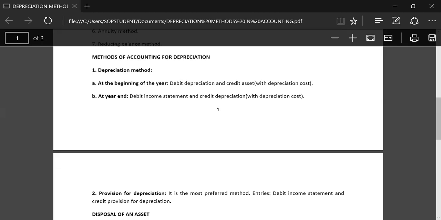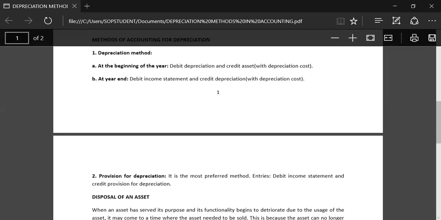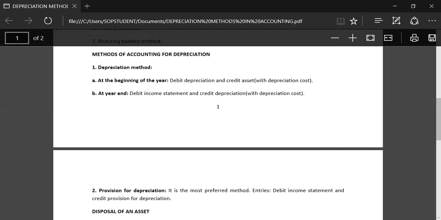Now, the method of accounting for depreciation. How do we account for this? Number one, the depreciation method. At the beginning of the year, you debit depreciation and credit asset with the depreciation cost. And at the end of the year, you debit income statement and credit depreciation with the depreciation cost. So that reduces the value of the depreciation, while the depreciation cost is an expense in the income statement.